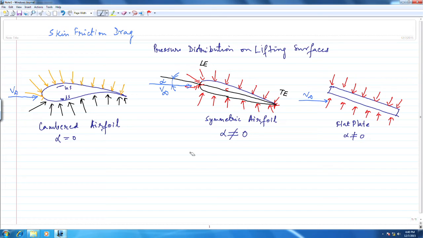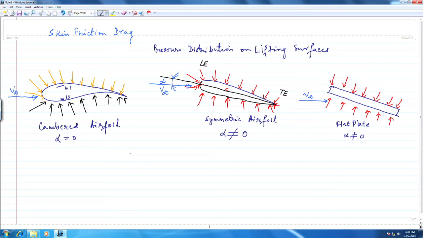lift, and we quantify the lift. And how do we do that? What we do is we integrate the pressure over the surface and take its component in the lift direction. I will come to what the lift direction means in a bit. Basically, the lift direction is a direction perpendicular to V infinity.